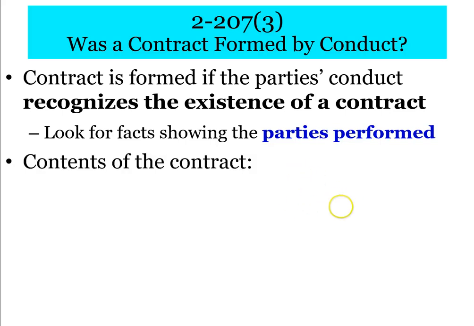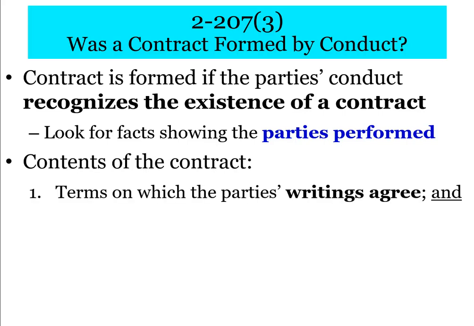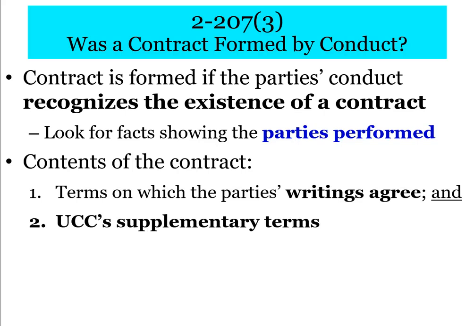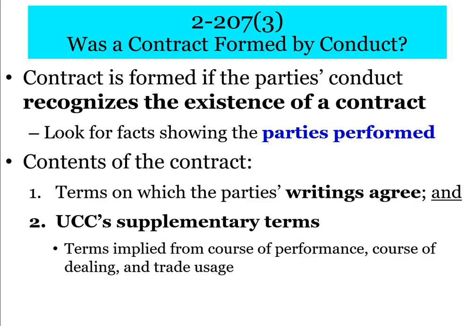Subsection 3 also tells us that the terms of the contract are the terms on which the writings of the parties agree and any supplementary terms from the UCC. That means the gap filler provisions in the UCC plus terms that can be implied from trade usage, course of dealing, and course of performance. In other words, we use the knockout rule here as well.